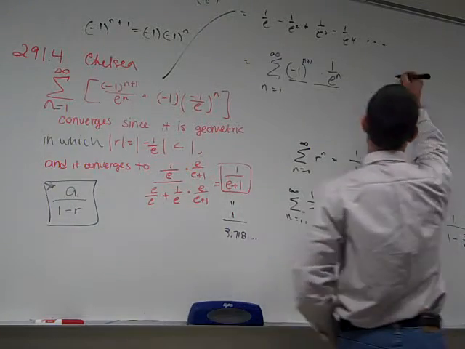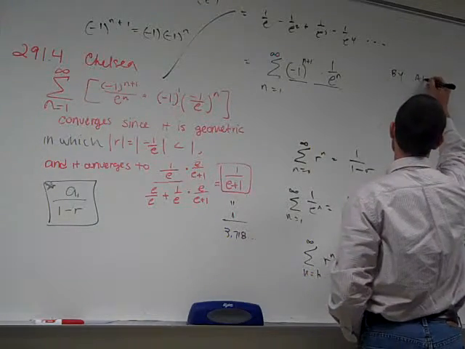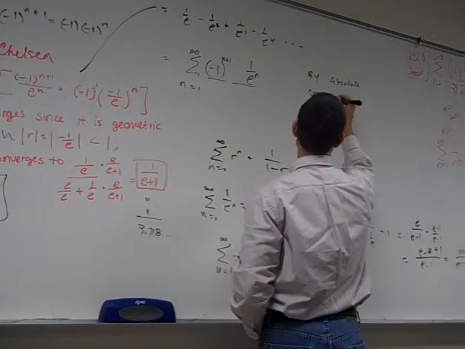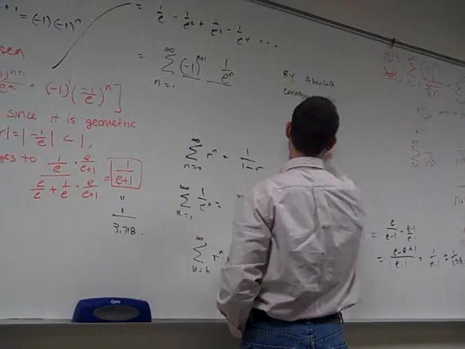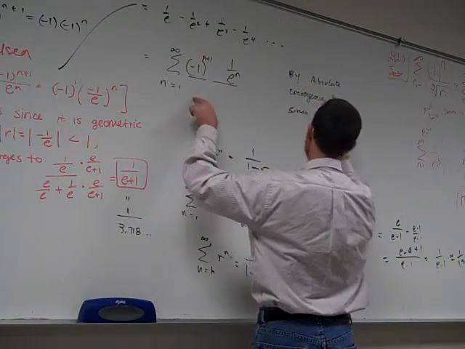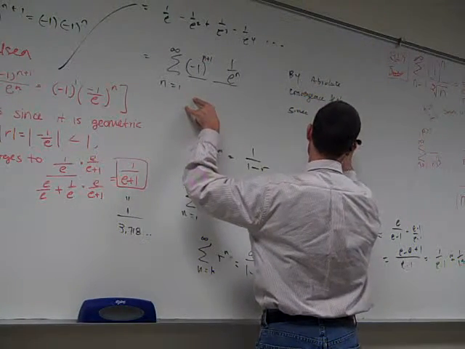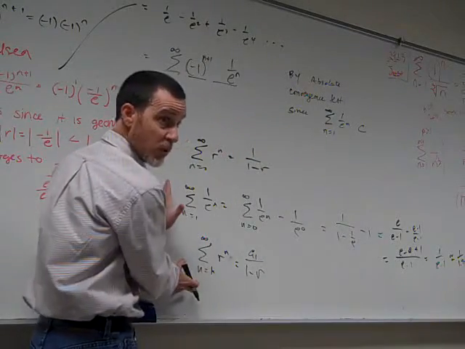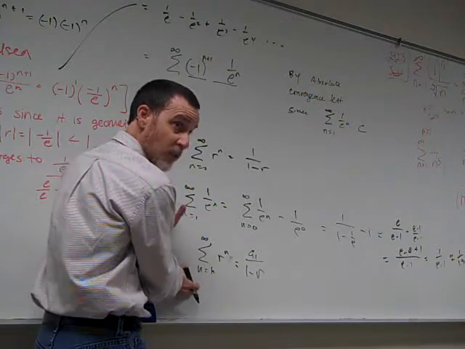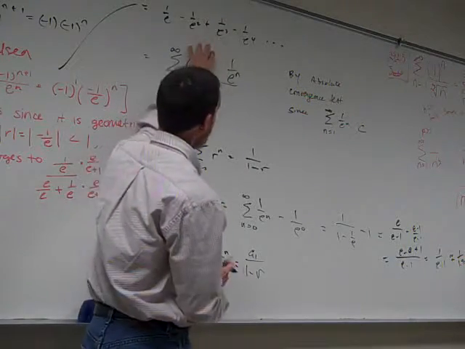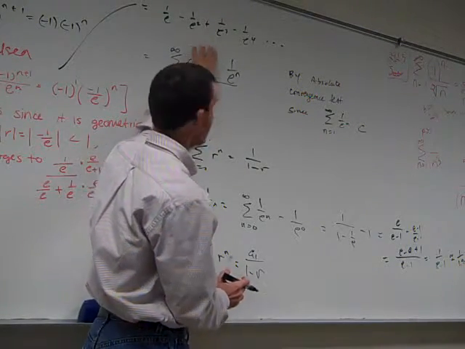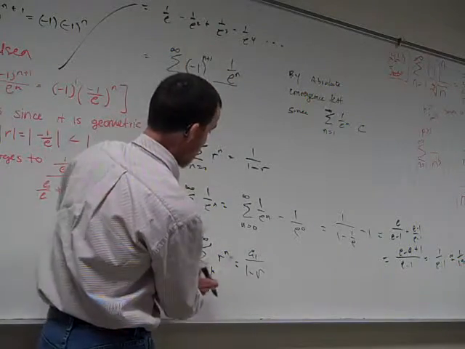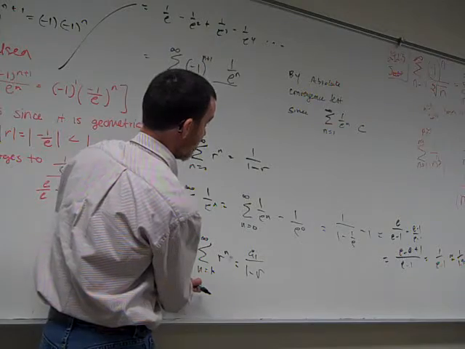So remember, by the absolute convergence test, since the sum of 1 over e to the n, n equals 1 to infinity, converges, which is what I did here, which is what you were asking for. Why did I do this? The absolute convergence test says if you throw this away and it converges, then it definitely converges with that there. So I'm pulling it out, showing that it converges using a formula.